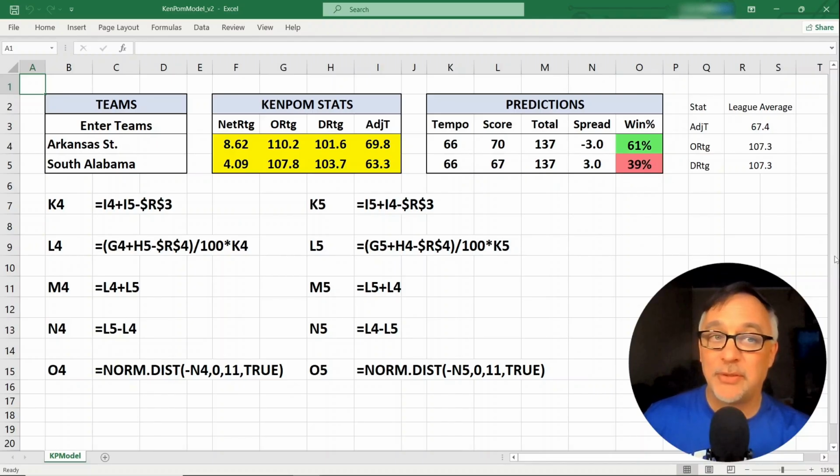All right, here we go. And like I said, my spreadsheet just has one game. It just makes some predictions for one game. I enter the teams over here. I'm going to use the Arkansas State versus South Alabama game today. My actual predictions were spot on. They exactly matched the KenPom predictions.